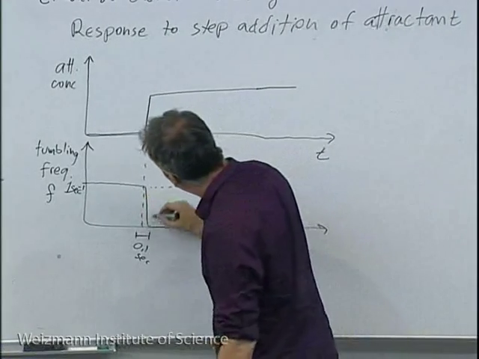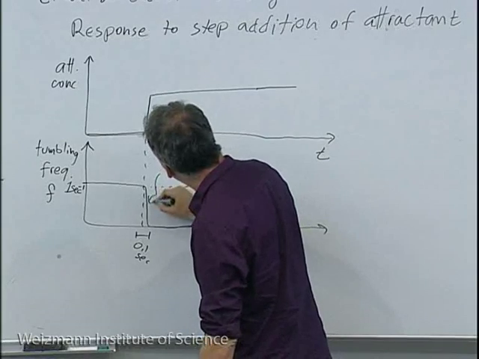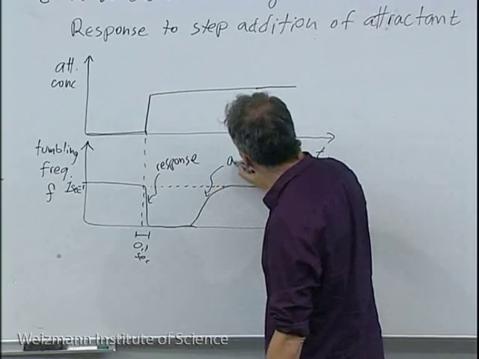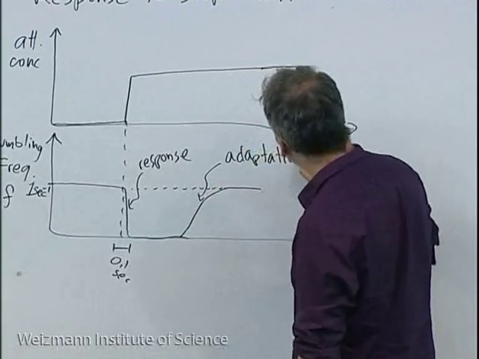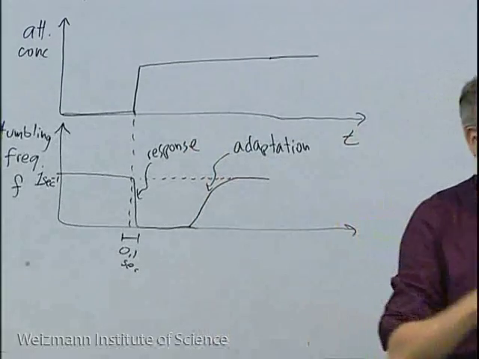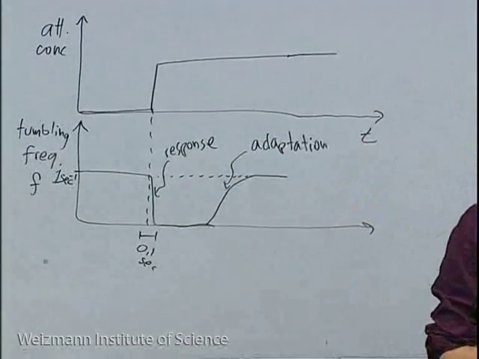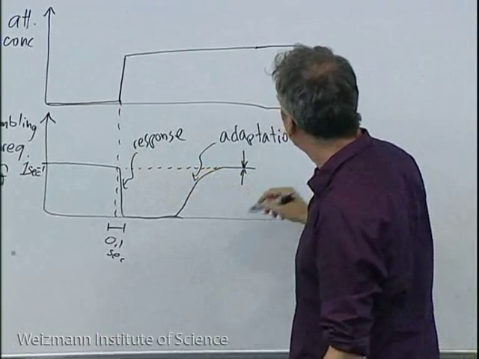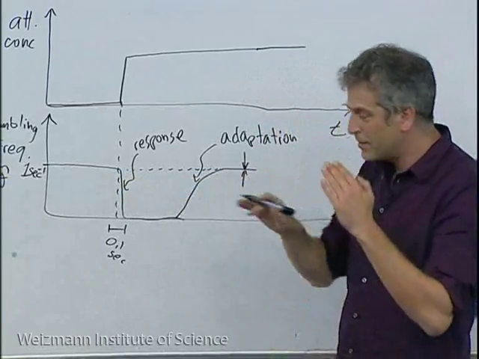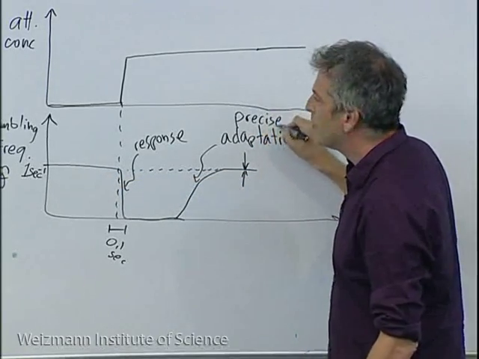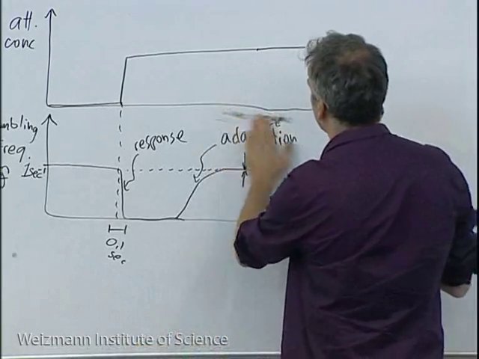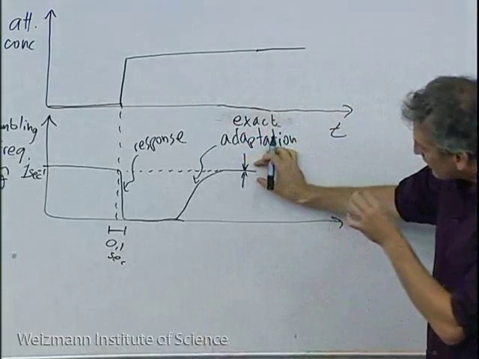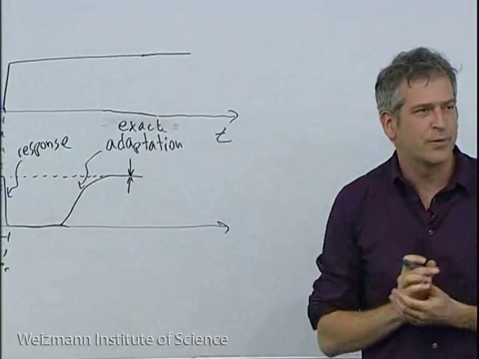So we have a response. This process is called, in biology, adaptation, which means that despite the fact that there's an input signal, you normalize it out, and they return exactly to the same tumbling signal. It is precise adaptation, or I call it here exact adaptation. You can say either. So it goes back exactly to the same tumbling frequency. That'll be important for us.